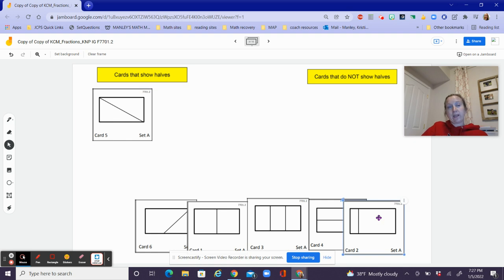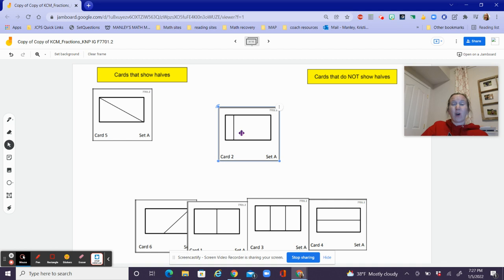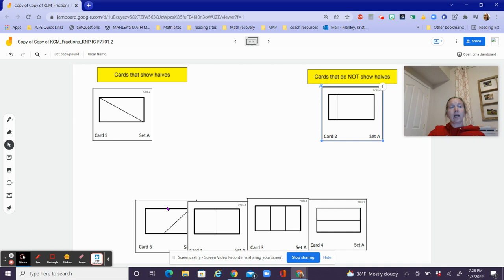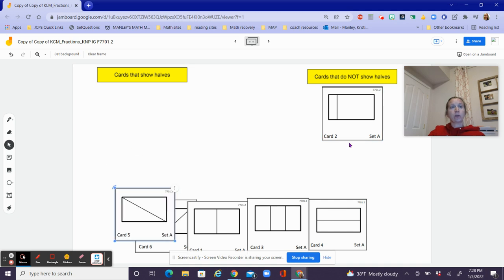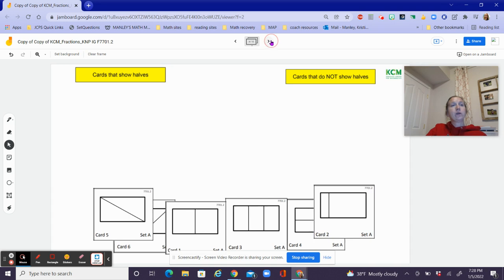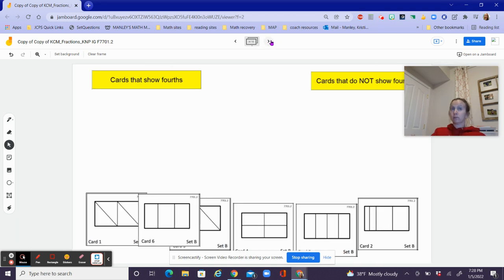So I'm going to grab the last card. Well, there are two pieces, right? But are they fair? If you got this piece and your friend got this piece, did you get the same amount, if this was a cookie? No. So this is not fair. So even though, yes, there's two pieces, the fact that they're not the same size means they're not halves. So that would go on this side. And then you would continue to sort your cards. Now I'm going to put these back where I found them. And if you look, each slide has a new rule and new cards, and you would sort them accordingly.